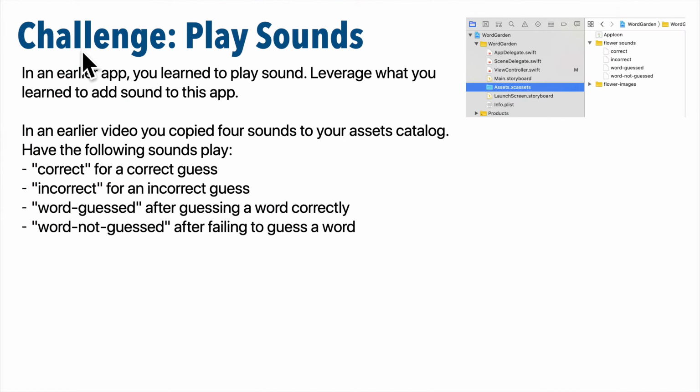Now this next challenge is the Play Sounds challenge, and you already know how to play sounds. Now we copied over 4 sounds when we copied assets into the assets catalog in an earlier WordGarden lesson, and in this challenge, modify WordGarden so that when a correct guess is made, the correct sound plays, the sound incorrect plays for incorrect guesses, the word guessed sound plays after the player has successfully guessed a word, and the sound word not guessed plays if the user has used up all their chances to guess a word and they see flower 0, which is the wilty stem with no leaves.